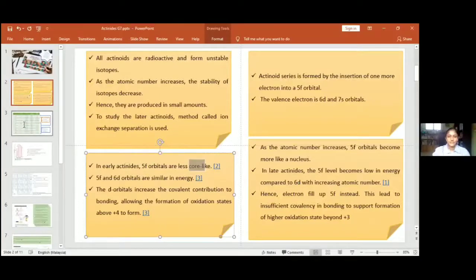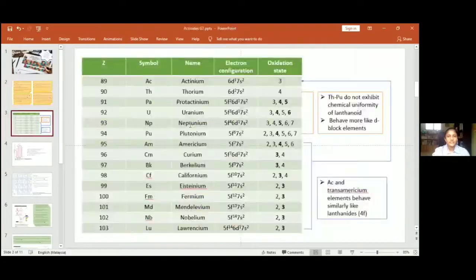So next, in this table, you can see from thorium up to plutonium, these are the early actinides, which behave more like the d-block elements. They don't exhibit the uniformity of the lanthanoids. Whereas the late actinides, starting from americium to lawrencium, and also actinium, all behave like your lanthanides, which is the 4f. So the difference between lanthanides and actinides is that lanthanides involve the insertion of electrons in the 4f orbital, and the actinides in the 5f orbital. The ones bolded here are the principal oxidation states.